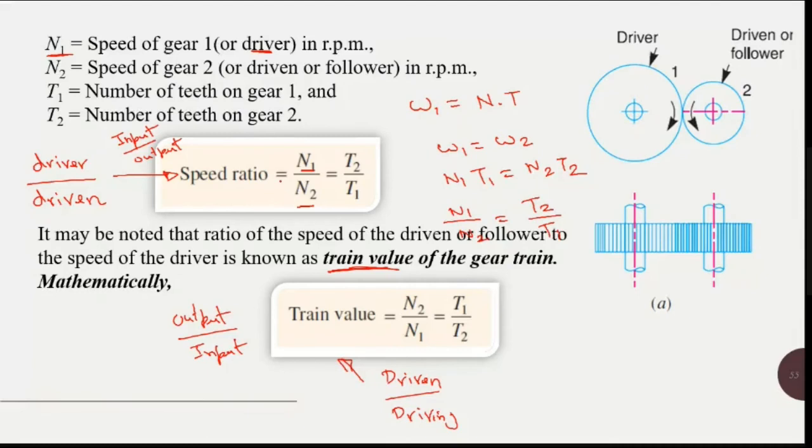Otherwise it is the opposite. So 1 by speed ratio is the train value. Right? So n2 by n1 comes. n2 by n1 is equal to t1 by t2. Whatever it is, you remember any one formula, that is enough. The other one is the opposite. Either you want input by output or output by input, it depends. But this we call as the train value. So the train value of the gear is output divided by input.